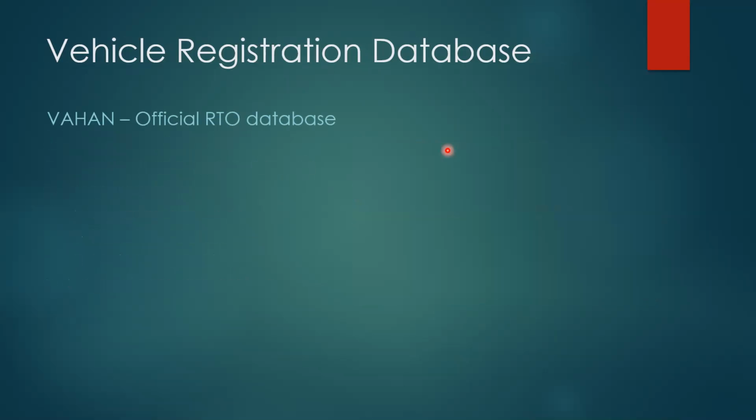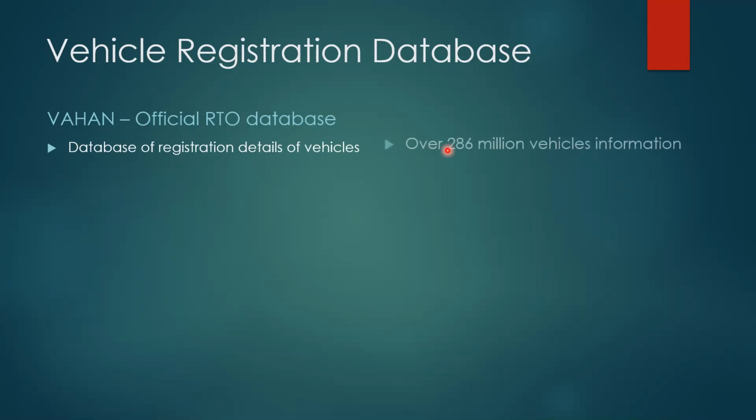And then the India RTO provides a database called the Vahan database, which provides the database for registered vehicles. It has information on about 286 million vehicles, but this is not available.